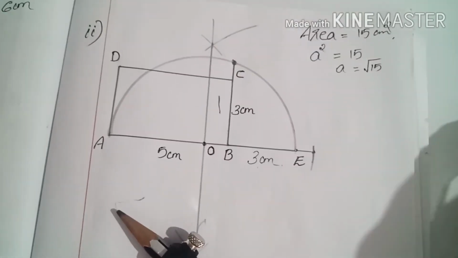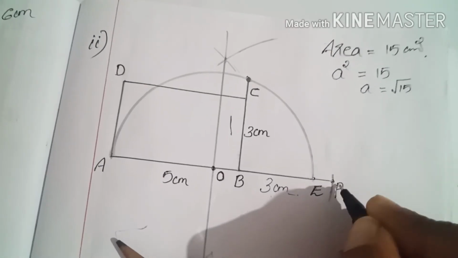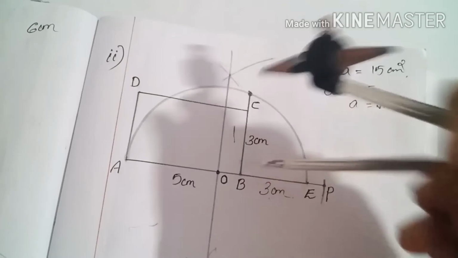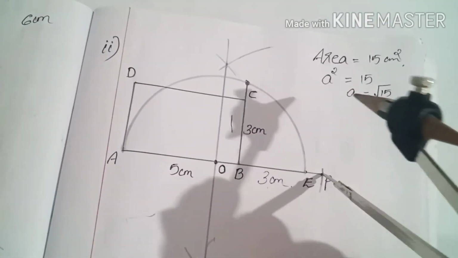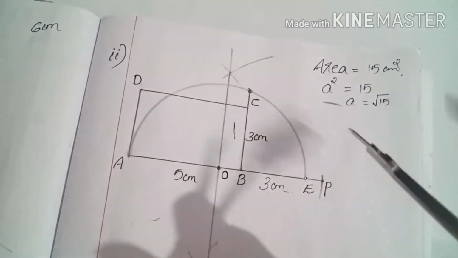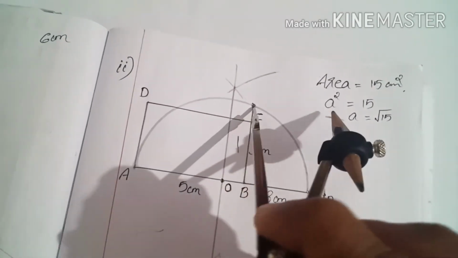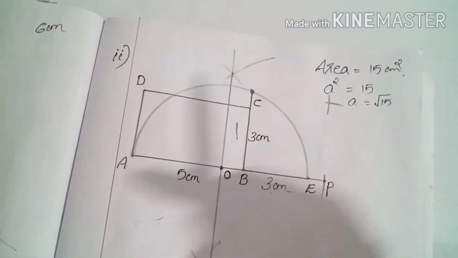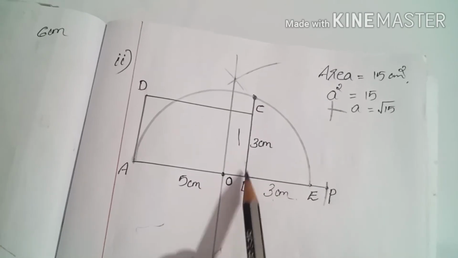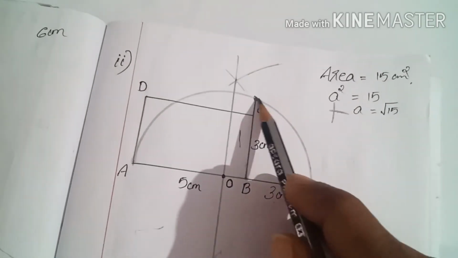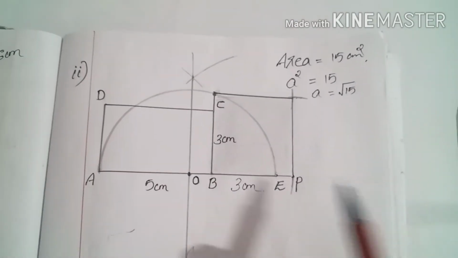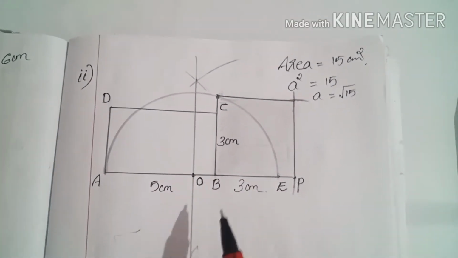Let's take that point as P. Now from the point P, with the same measurement, one more arc you need to draw here. Then from this point also one arc like this. Then join all the points. Already BP is here. This is the second side, this will be the third side, this will be the fourth side. This is a square with the same area as 15 centimeter square.